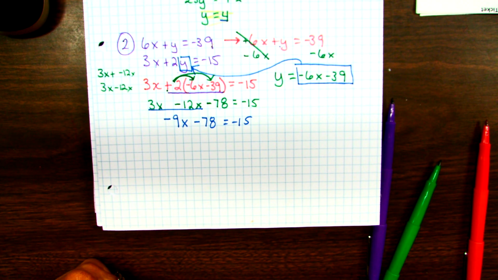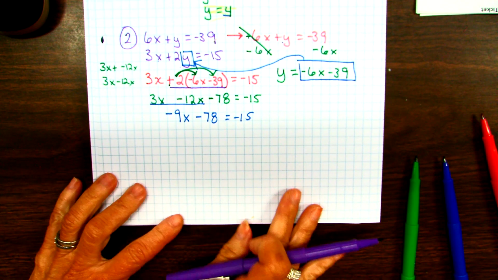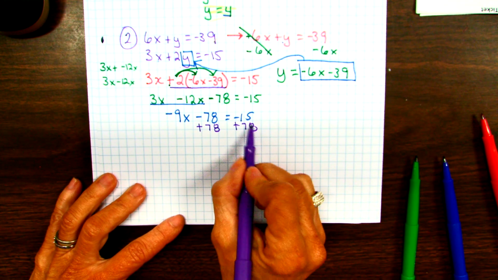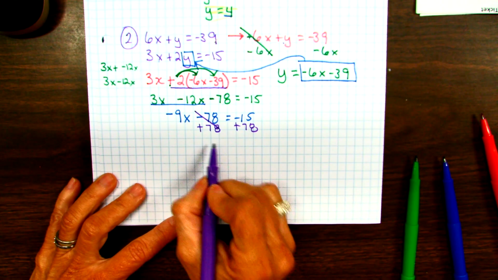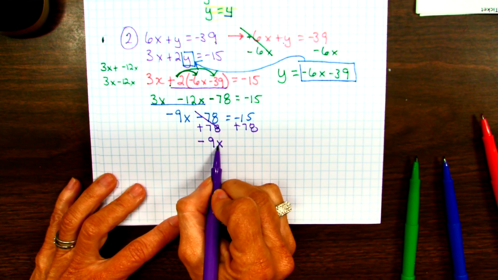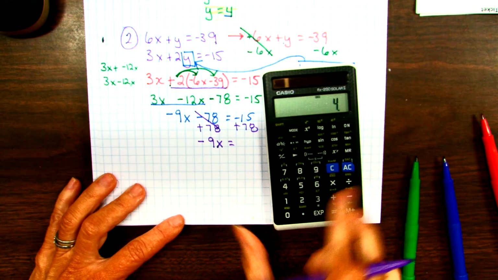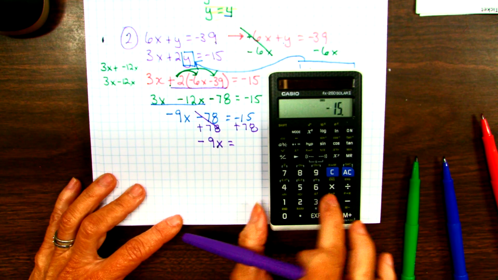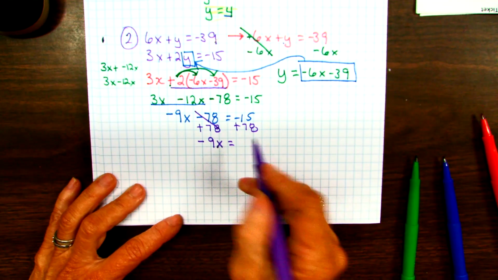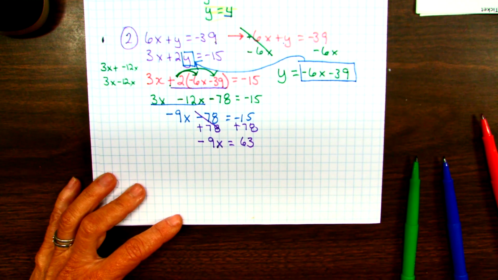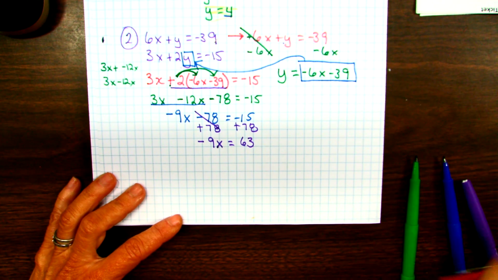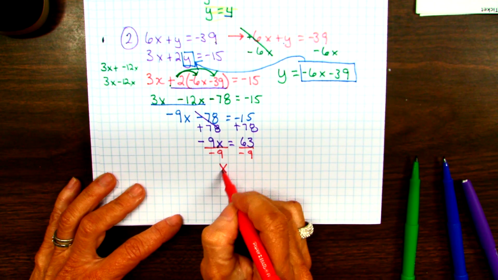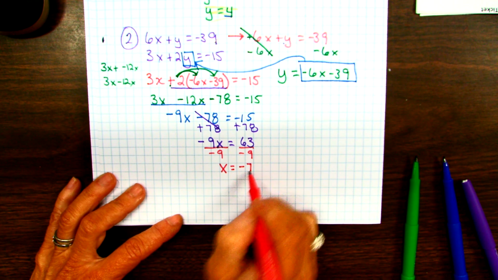Now what, Sylvia? Add 78. So all that's left on the left-hand side is the negative 9x, and then negative 15 plus 78 is 63. Gabe, what's my last step? Divide by negative 9. Use your calculator if you need to. But x is negative 7.